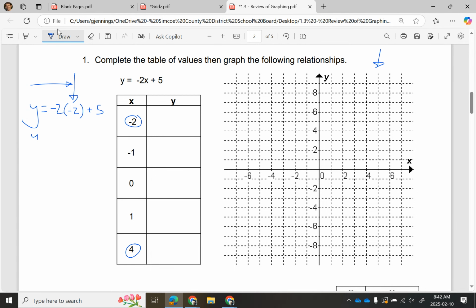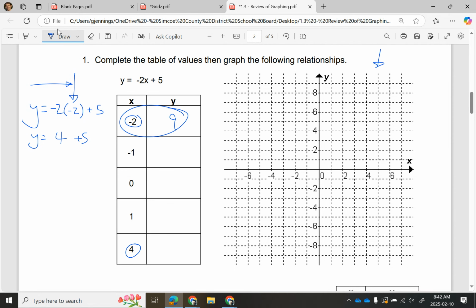So let's go ahead. Y is equal to minus 2 times minus 2. Positive or negative 4? It's two negatives, so is it super negative? It is positive. It can only be positive or negative. There is no super negative, so that is 4. 4 plus 5 is 9, so we can go ahead and put 9 there.